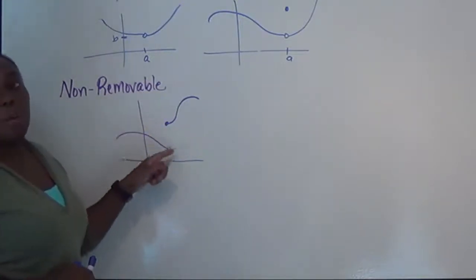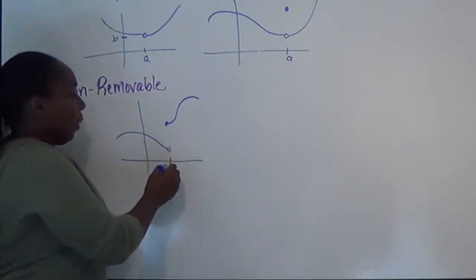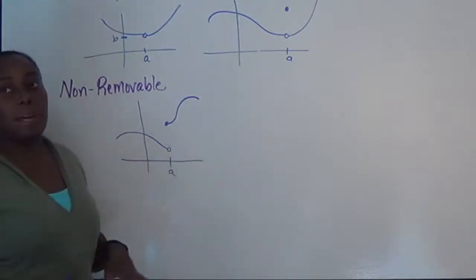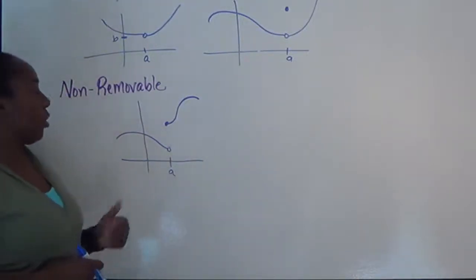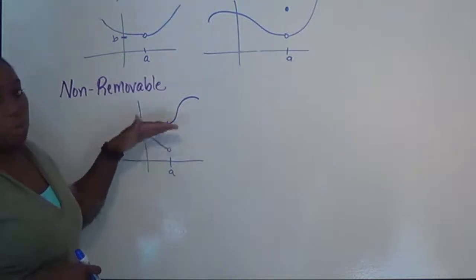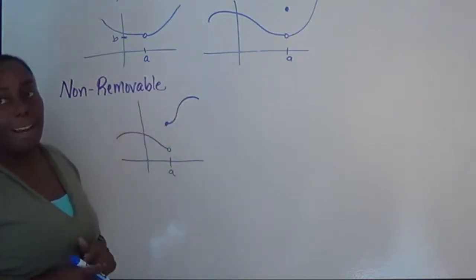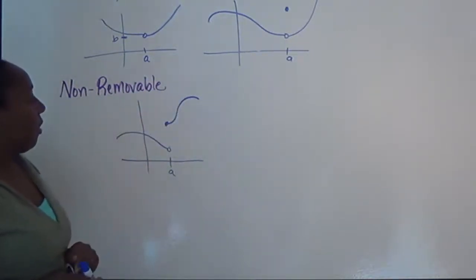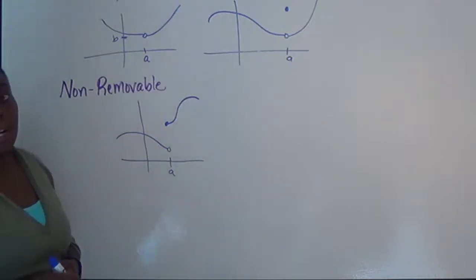But here, there's no way I can redefine my point A so that a single value will make it continuous. There's just no way, because it jumps from one curve to the other at A. So this would be considered a non-removable discontinuity at A.